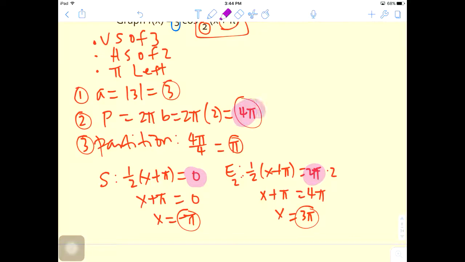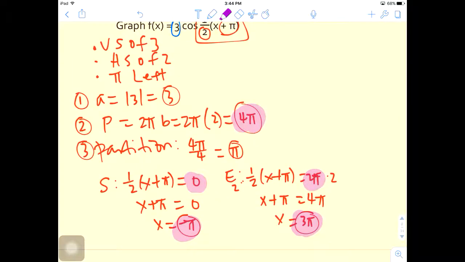That's for a full 4 pi period. So here's the new beginning and new ending. If it makes it easier for you, you can go ahead and start drawing already. You're counting by pi, so you can just draw your marks by pi.